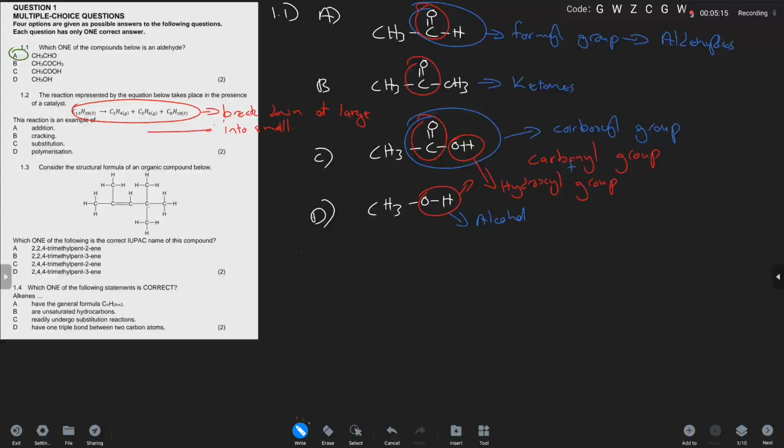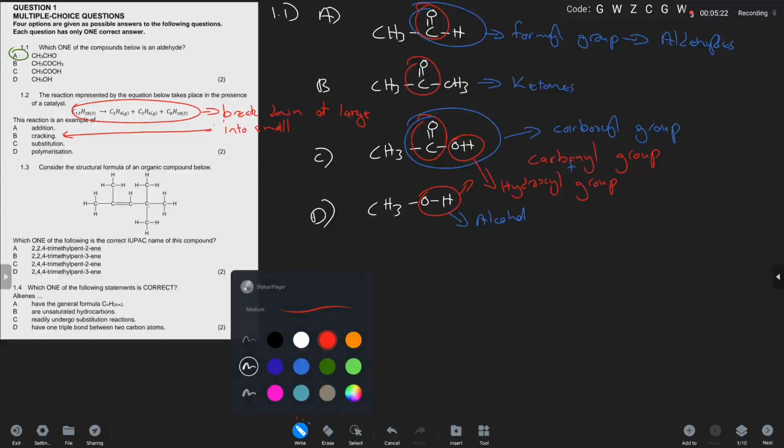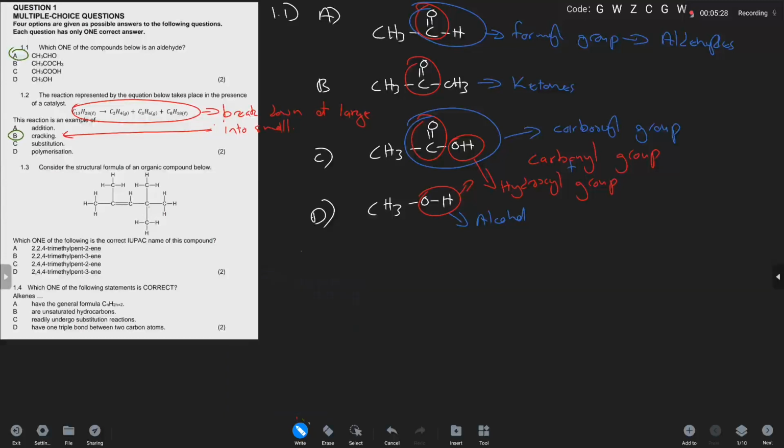So as a result of that, we consider the options that we have there. You can clearly see that's thermocracking, or cracking in other words. So the option that would be the correct answer will be B, considering the nature of our reaction. Of course, other reactions will be discussed later. Addition, substitution, and polymerization are no longer part of your syllabus.